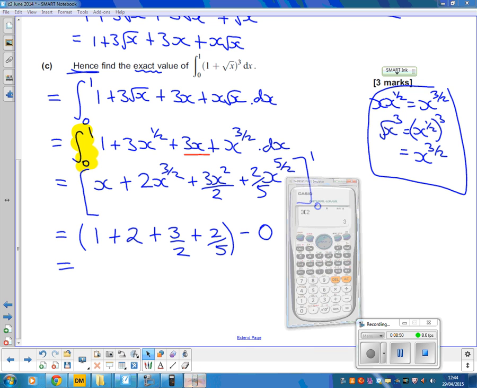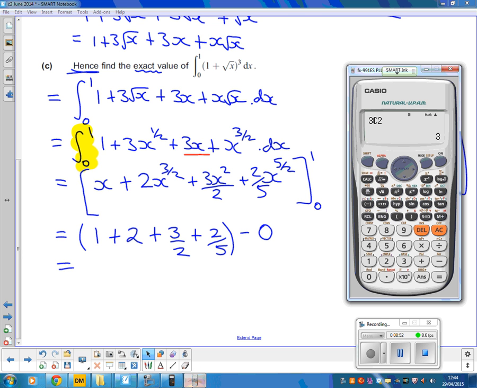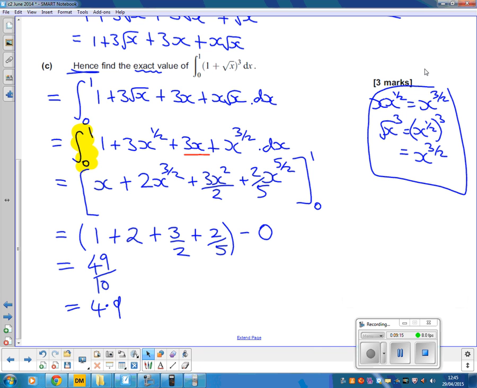Okay, so what have we got now? At this stage, I haven't tried this out, it might work if you just put it in your calculator. So I've got 1 plus 2, which is 3, plus 3 over 2, plus 2/5, which is 49 over 10, or you can equally well have 4.9. The integration is not core 1, but that level of substitution could be in core 1 when you'd have to do it without a calculator.